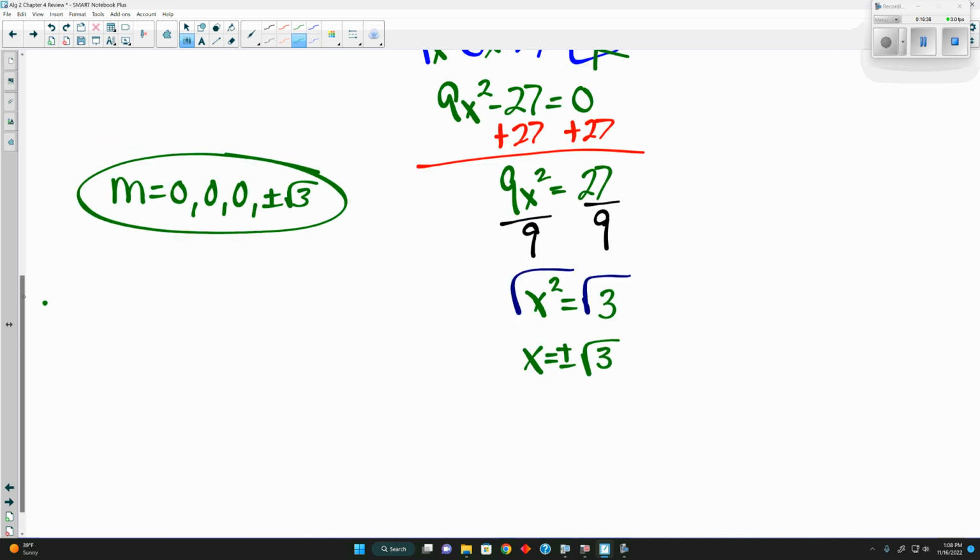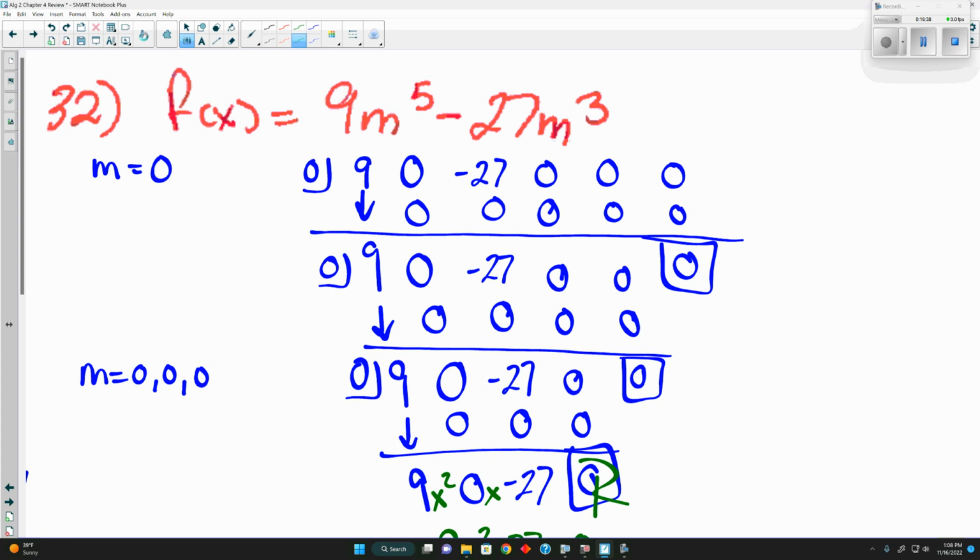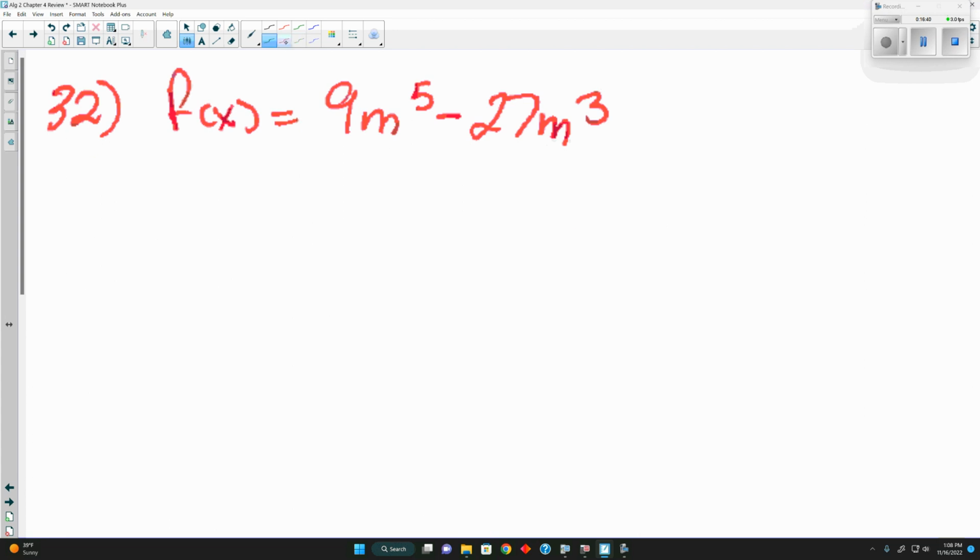I want to look back at this one here. Is there a greatest common factor between these two? 9 will go into both, yes? How about a variable? M to the third is in common with both terms, yes? And if I factor that out of 9m to the fifth, I'm left with m squared. If I divide 27 by 9, I'm left with 3.